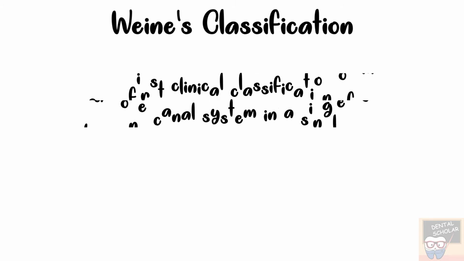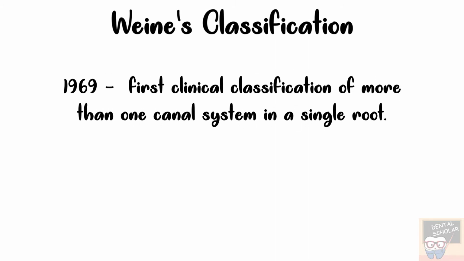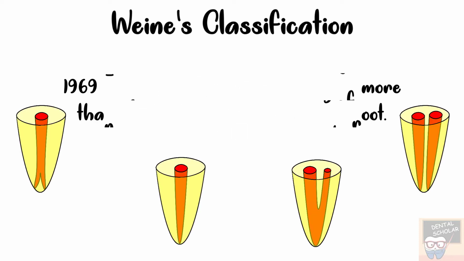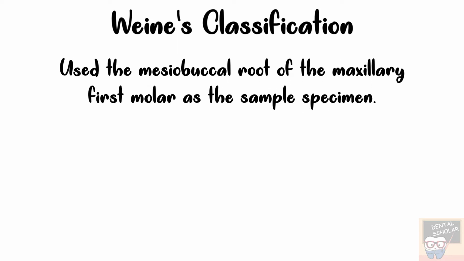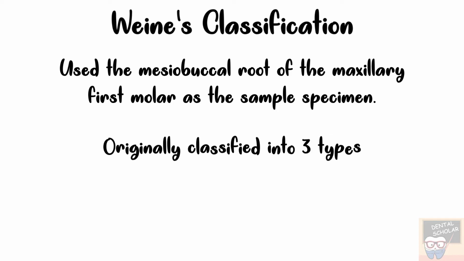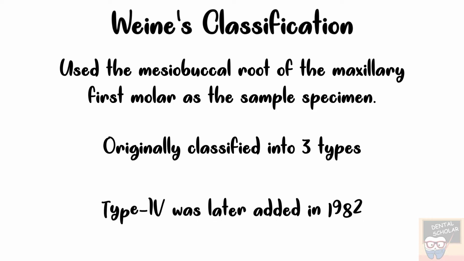So let's start with Wien's classification. In 1969, Wien et al. provided the first clinical classification of more than one canal system in a root. He used the mesiobuccal root of the first maxillary molar as the sample specimen, and Wien originally classified root canal morphology into three types. The type 4 was later added in 1982.